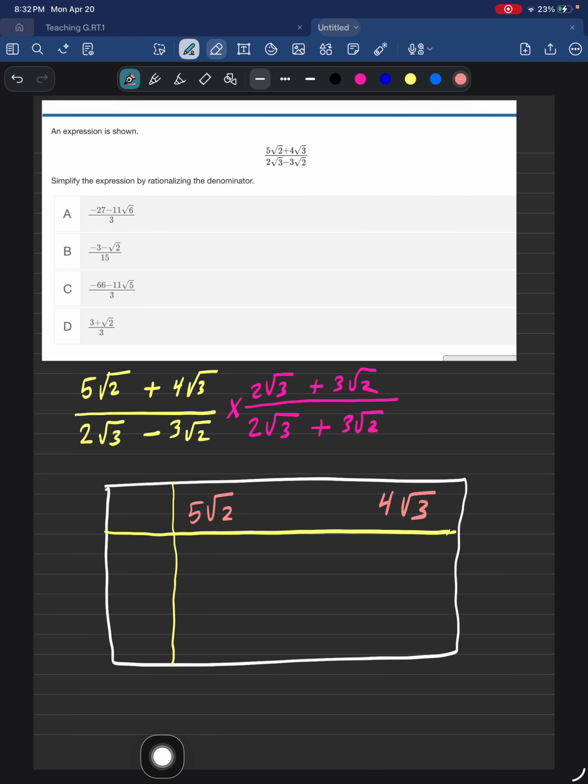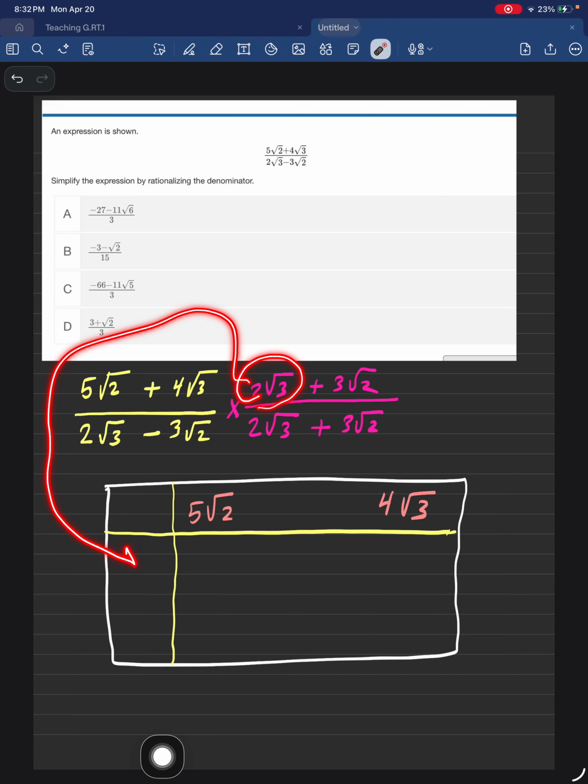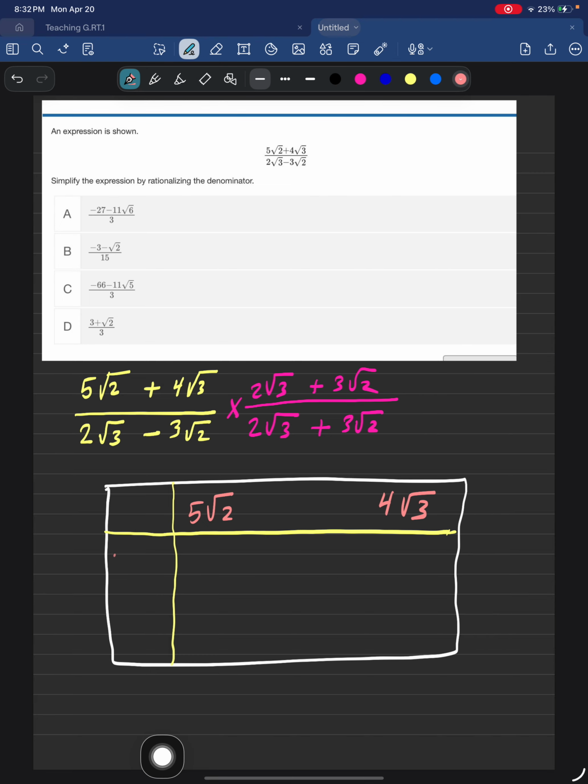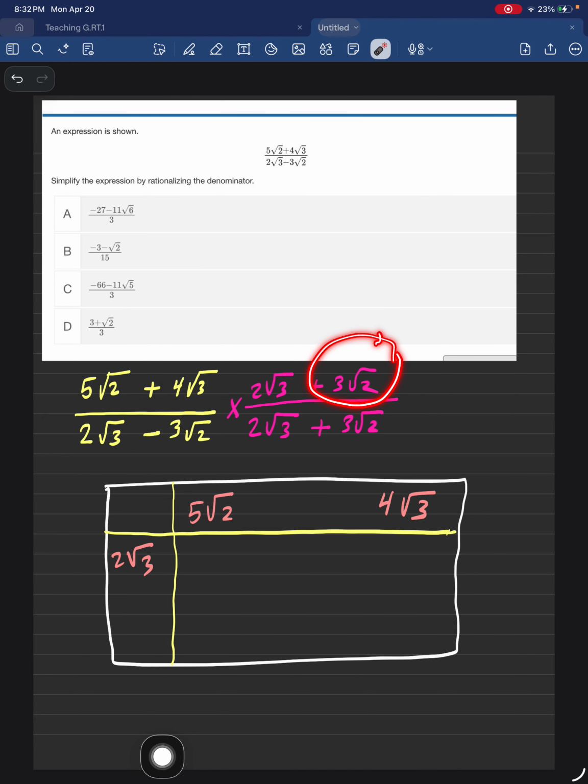Then we keep going with the numerator like this. So we'll take 2 square root of 3 and write it as 2 square root of 3. Then we will take 3 square root of 2 and write it down here. So we will write 3 square root of 2.